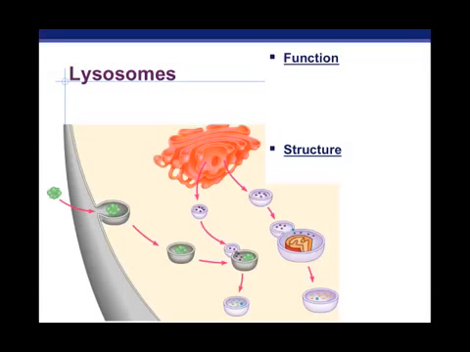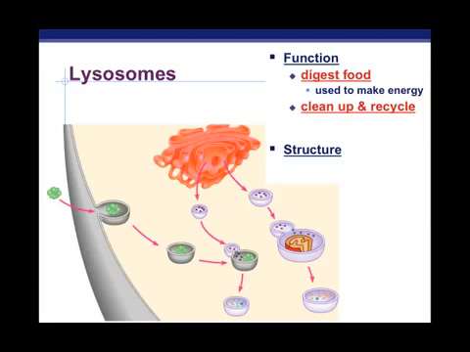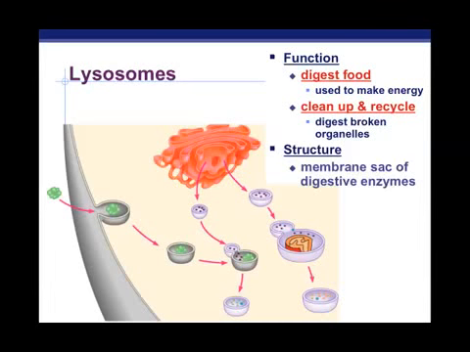Now the last piece of that last puzzle was the lysosomes. What are they? Their function is to digest food. Once you digest food, you make energy. It also is important to get rid of the waste product. So the lysosomes are involved with eliminating waste. So it's like a sac with digestive enzymes.